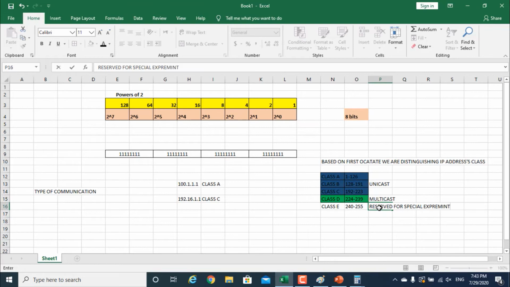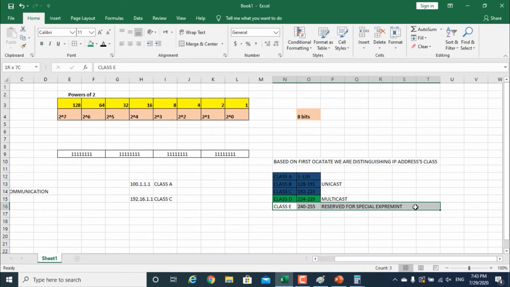For example, just trials or experiments. They're not for public users. They're just reserved for some special purposes, so they are not used anymore. They are not used in the public area. But for multicast, yes, we are using multicast class D.